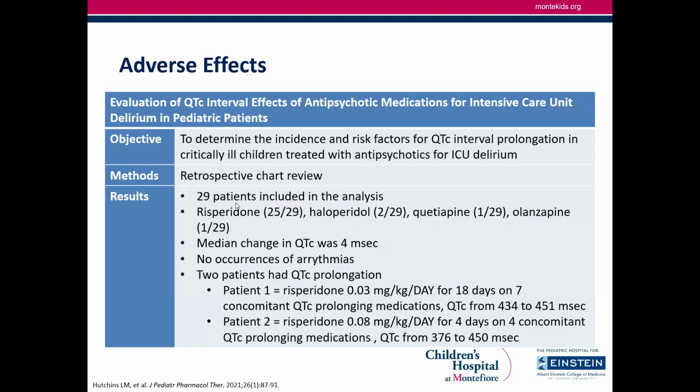This was another retrospective chart review where 29 patients were included in the analysis. Of note, they only had to receive one dose of an antipsychotic to be included. The majority of the patients did receive risperidone, followed by haloperidol in 2 patients, and then 1 patient each for quetiapine and olanzapine. There were no occurrences of arrhythmias noted in the study, but 2 patients did have QTC prolongation. Both patients were receiving risperidone and multiple other agents that can prolong the QTC.